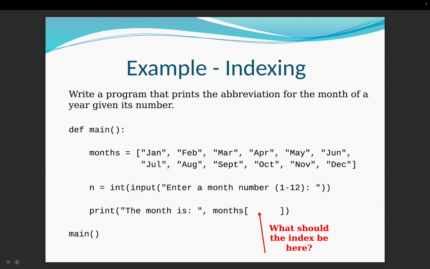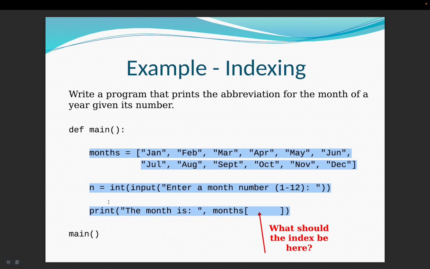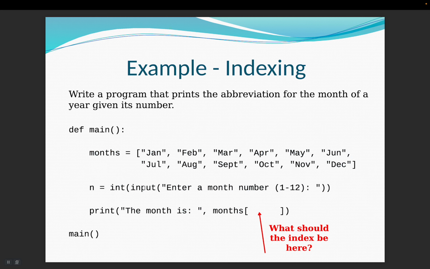So we have a function called main, and inside main we have a list called months, and we have January, February, March, April, May, June, etc. This is all inside the scope of the main function. And then we say n, we want to take the input, give me a number between 1 and 12. Now, print the month, and then we print out this statement.